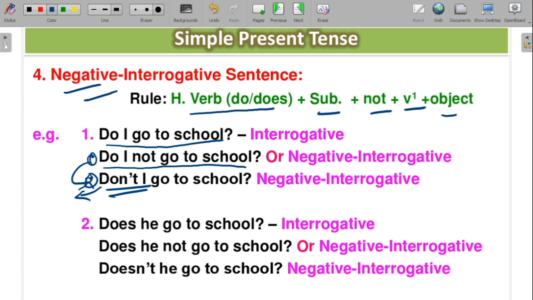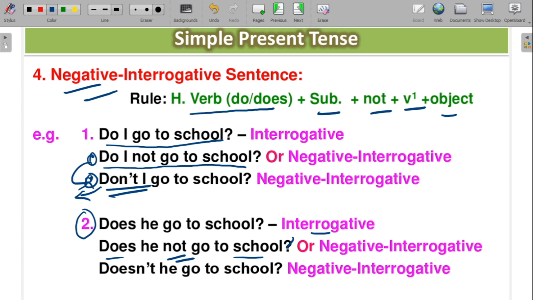Okay. Now you see in the second, "Does he go to school?" This is an interrogative sentence. What should be the negative interrogative? "Does he not go to school?" See, question mark. It's a question sentence also and a negative sentence also. What does it mean? Does he not or doesn't he go to school?